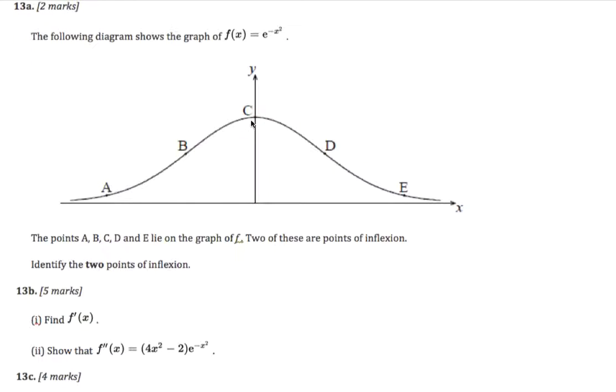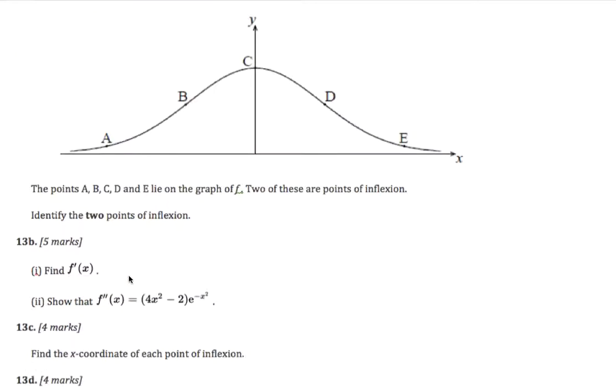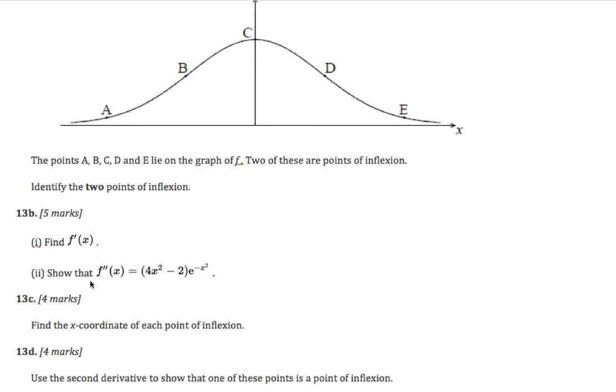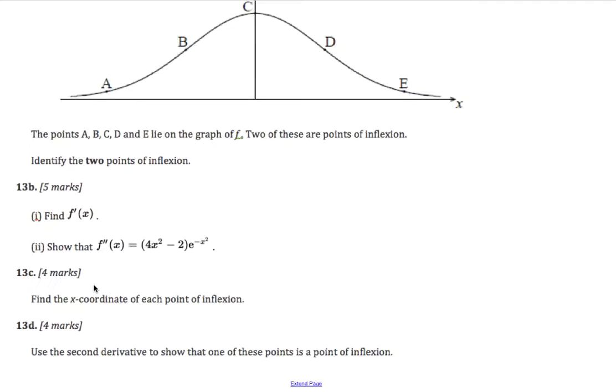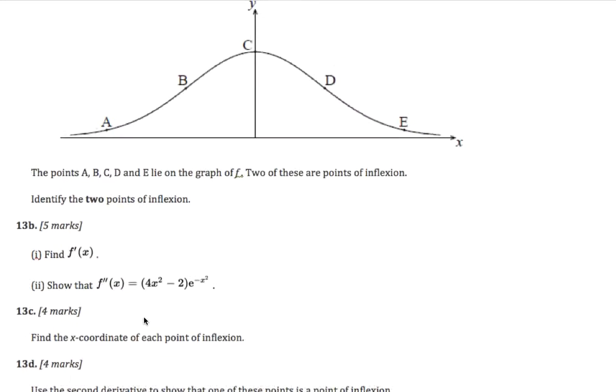We're given points labeled on the graph, and we're asked to identify the 2 points of inflection. And then part B, find the first derivative. Second, show that the second derivative is equal to this expression. C, find the x-coordinate of each point of inflection. And D, use the second derivative to show that one of these points is a point of inflection. So let's start with part A.